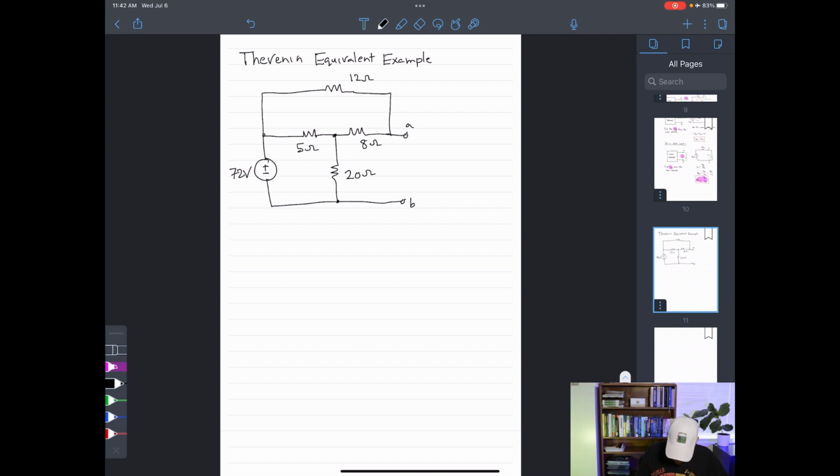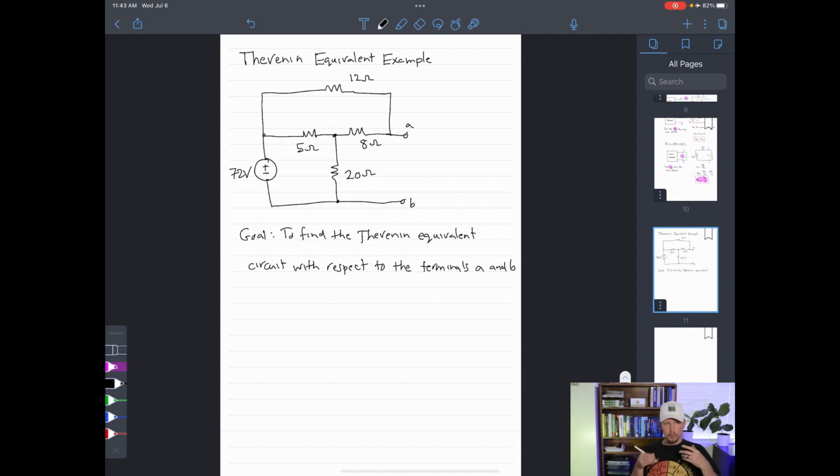Now, the goal of this problem is to find the Thevenin equivalent circuit to the one above, and this is with respect to the terminals A and B. So here what we're doing is we're looking in through these two terminals and finding the Thevenin equivalent circuit with respect to that. Keep in mind that the Thevenin equivalent will change depending on the terminals that you look into.